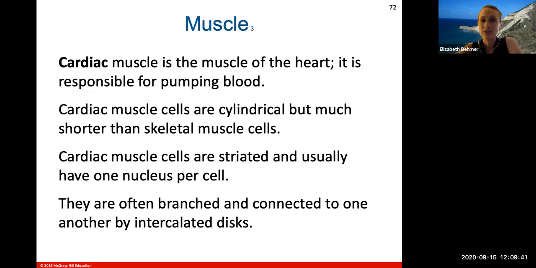Cardiac muscle is located in the heart. It's responsible for pumping blood. Cardiac muscles are more cylindrical, but they're much shorter. They're also striated. They have one nucleus per cell. They're often branched, and they're connected to one another by what we call intercalated discs.